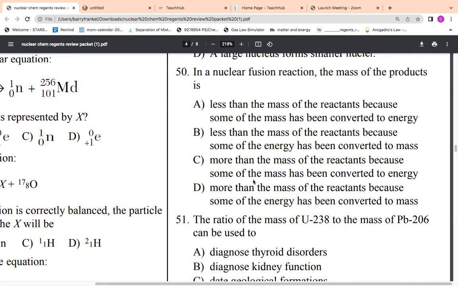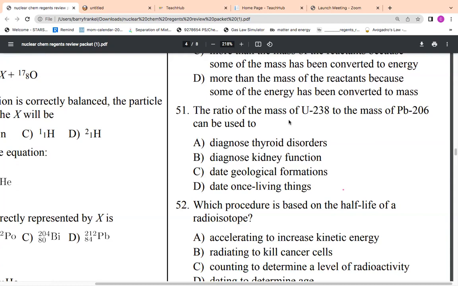All right, number 51. The ratio of the mass of U-238 to the mass of Pb-206 can be used to, and we actually just went over this one in question 48. This one would be to date geological formations, like mountains or rocks or something of that nature. Again, this is just a memorization sort of thing, and you can find all that information from your guided notes in lesson 5.7.